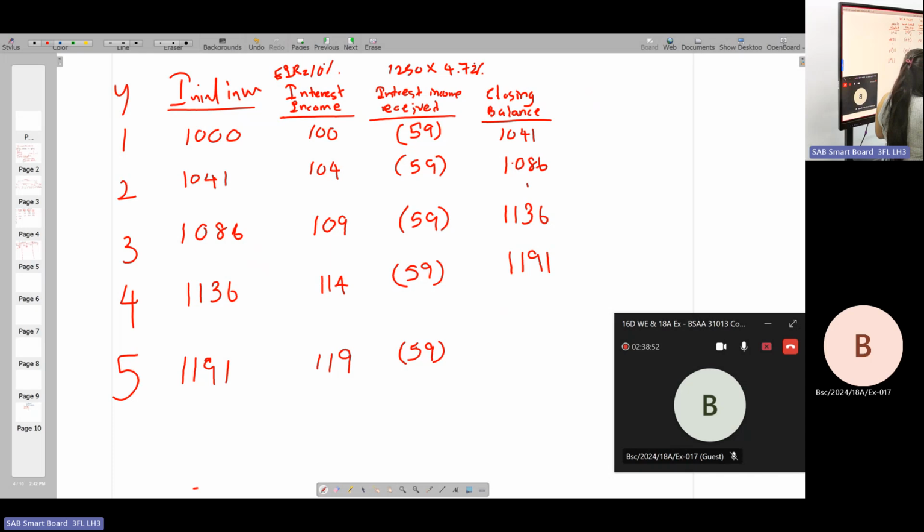At the end of year 5, are we getting something else in addition to 59? Are we getting something else? Now you have invested 1,000 initially. At the end of year 5, how much should you get from the borrower? 1,250. We have the right to get it.